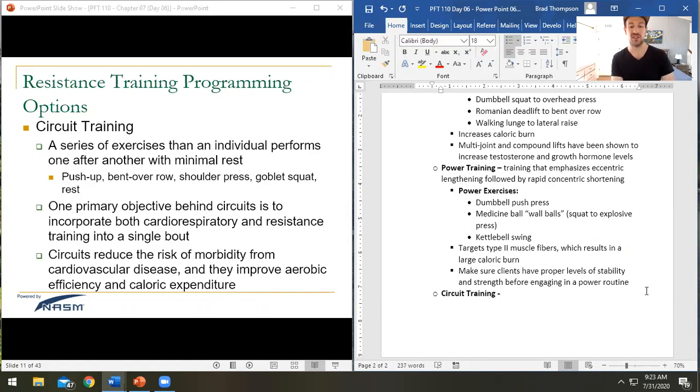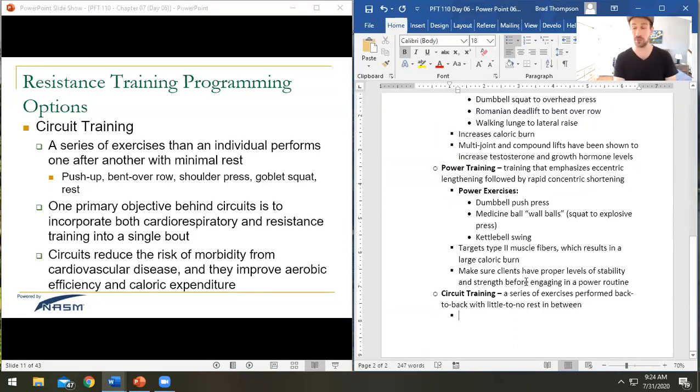Right, and so circuit training is going to be a series of exercises performed back to back with little to no rest in between. Oh, I should have said minimal rest. That's what they said there. So an example: there are no specific circuit exercises, right? That's not really how this works.